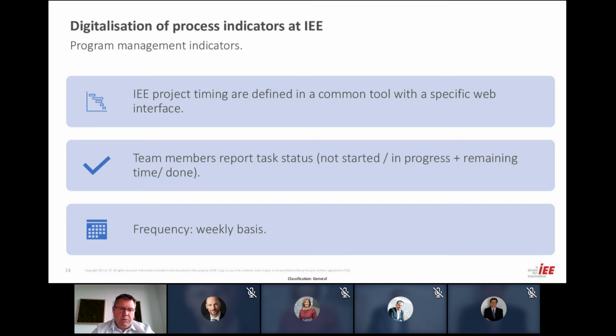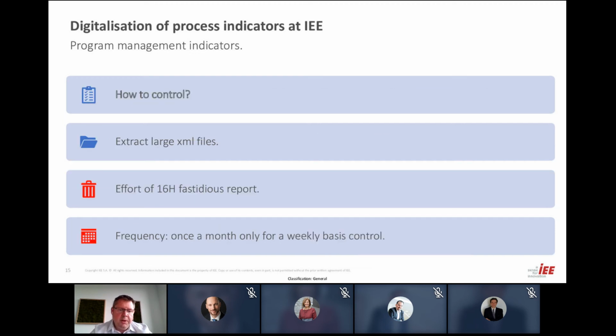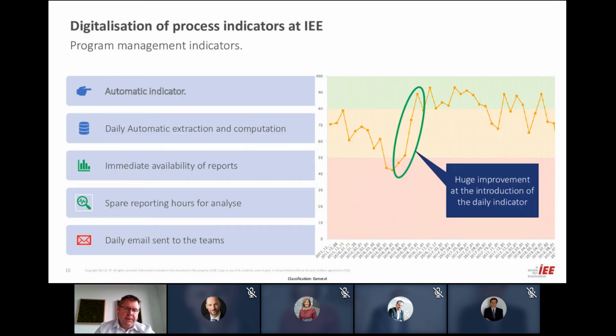With the timing, we are also managing the risk for the deliveries of the project and doing some resource management. So it's important to fit the reality. Previously, to control this, we had to extract large XML files from the database, and it took more than 16 hours to provide reports and indicators on all this project management system. And of course, the frequency was only once a month, whereas, as I was explaining, we need this weekly update. So that was too long.